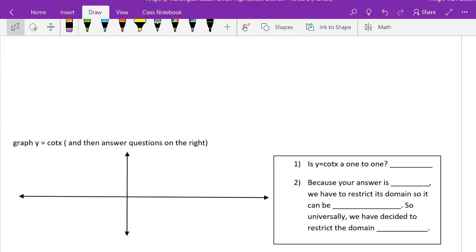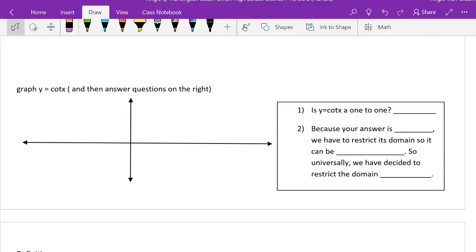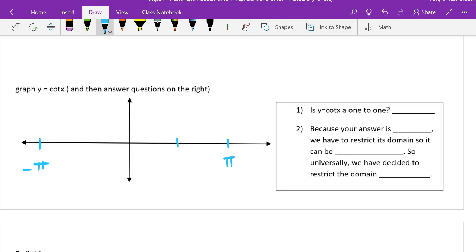Okay. Last inverse function. Whew. Cotangent. Let me give you 2 minutes to talk to one another about how to start. Can you graph a pi to the right and a negative pi to the left? Okay.